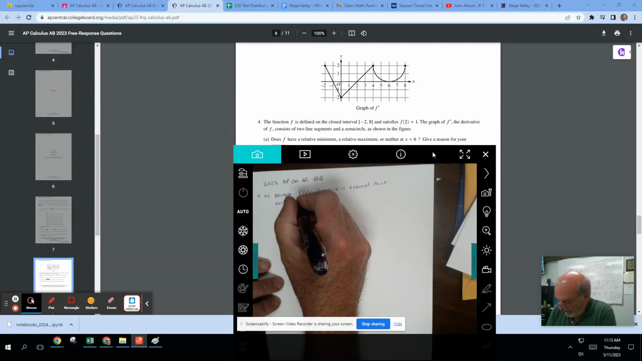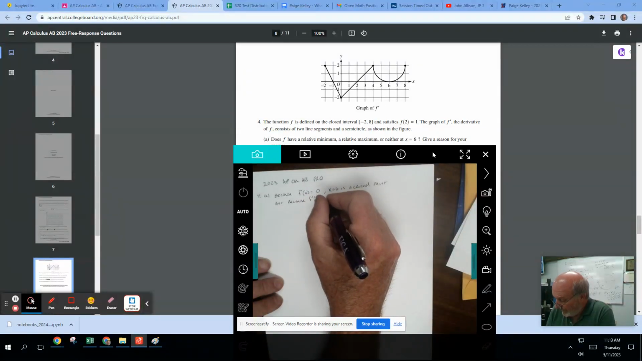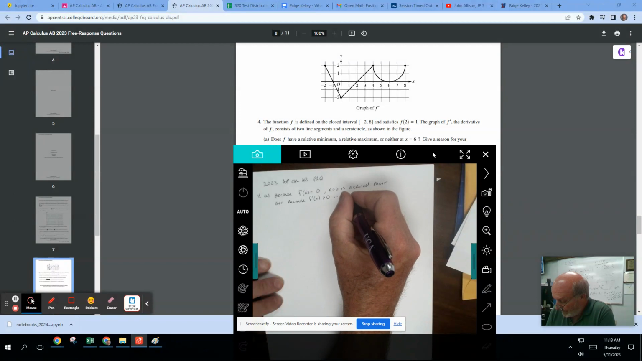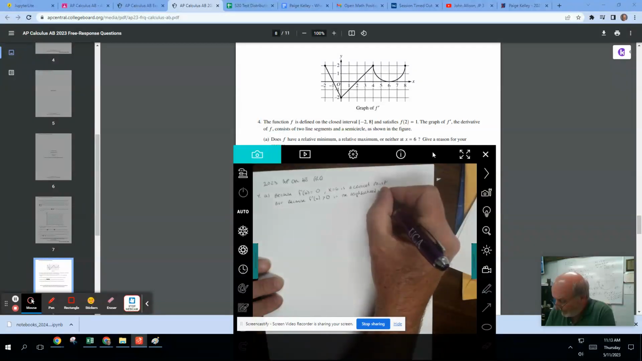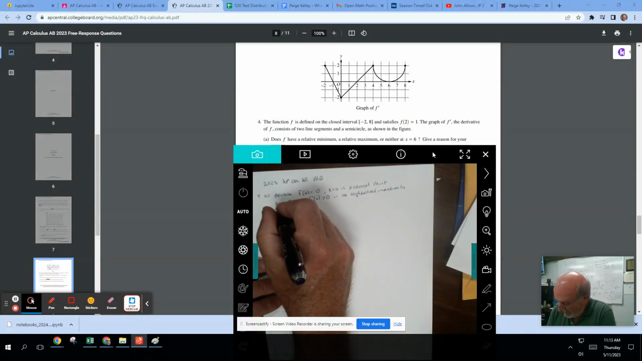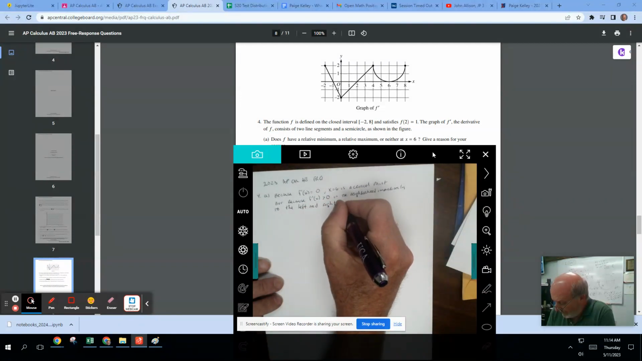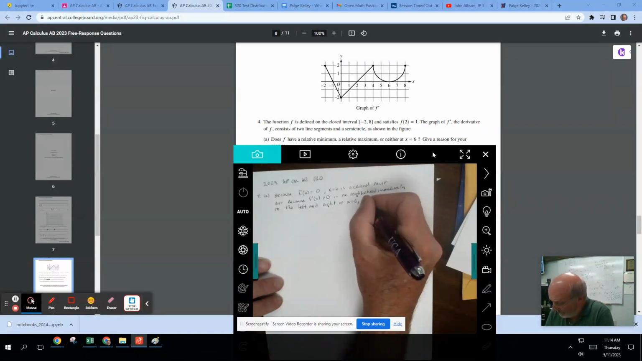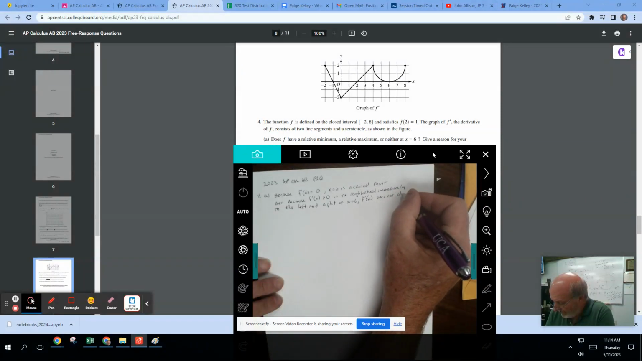But because f prime of x is greater than 0 in the neighborhood immediately to the left and right of x equals 6, f prime of x does not change sign at 6.